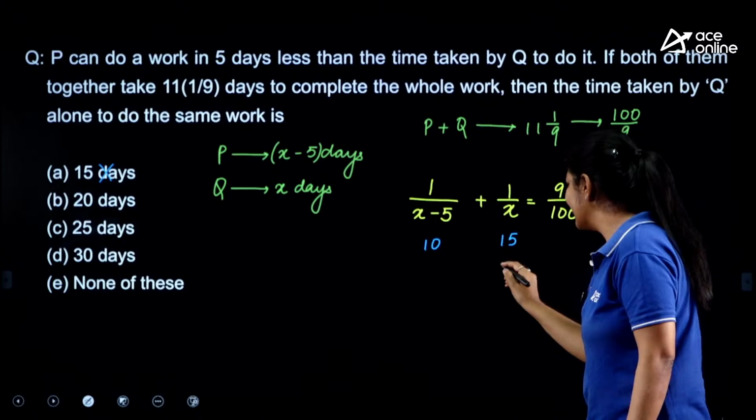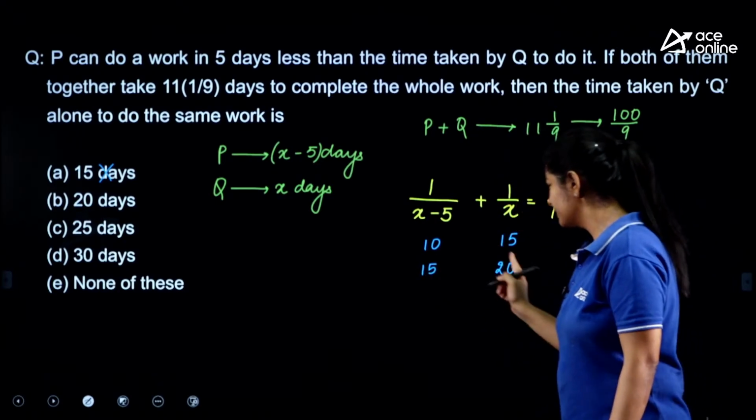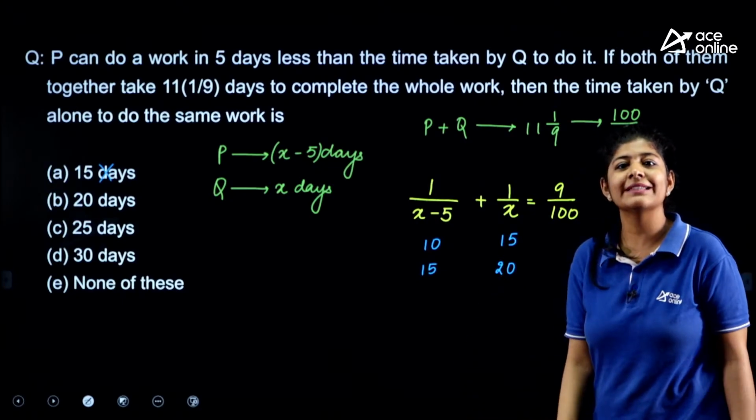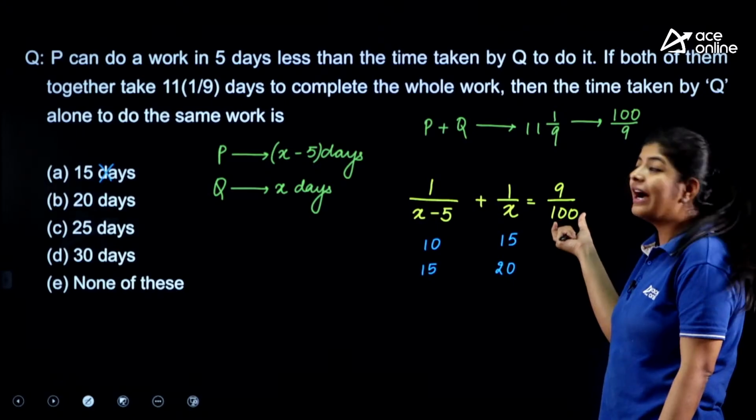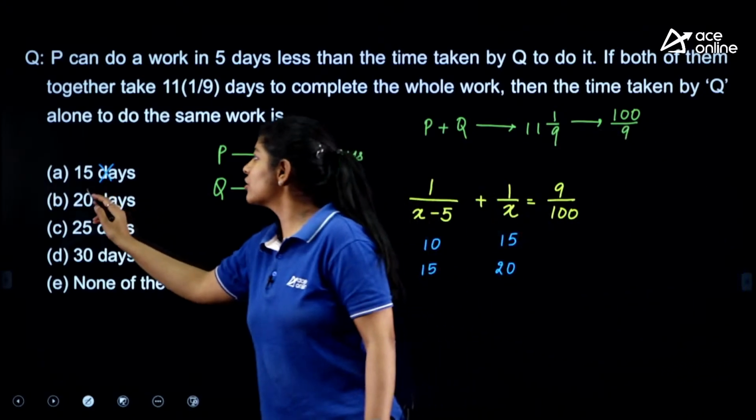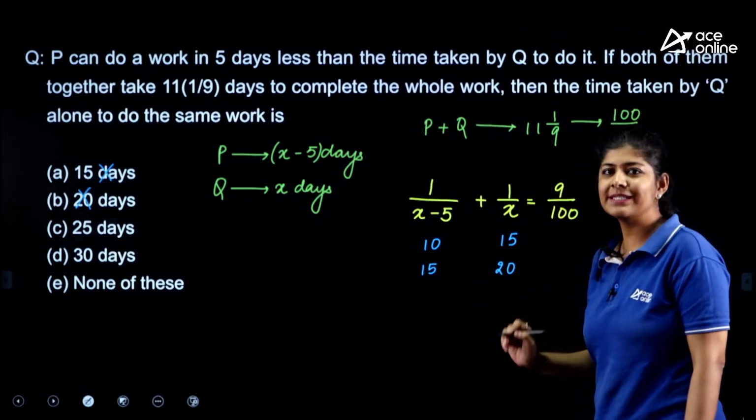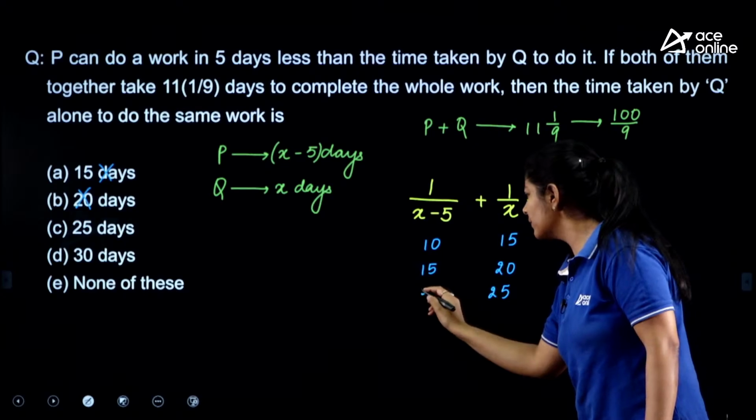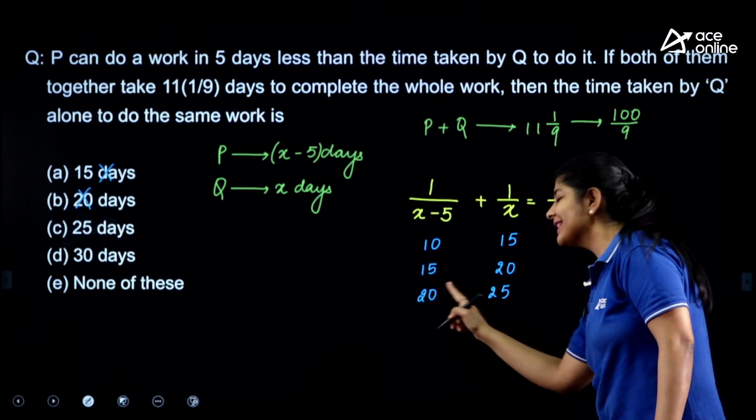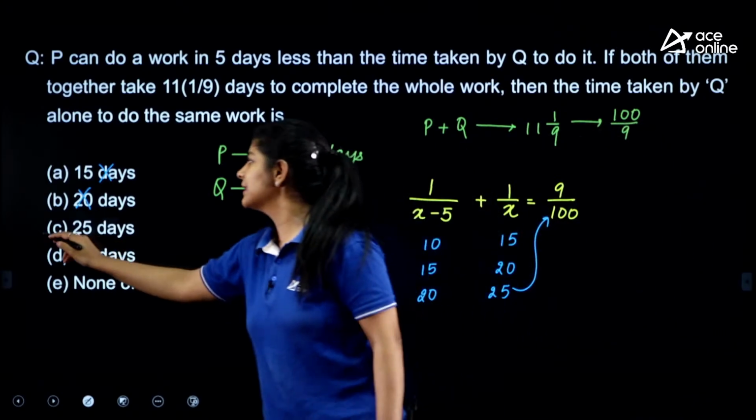Option number B, 20. If this is 20, then again this is 15. Now if I take the LCM of that, the LCM is nothing but 60, but not 100. We need 100 as our LCM. So this option is also eliminated. Next, option number C, 25. If I take 25 over here, this will become 20. If I take the LCM of this one, that is equal to 100. That means option number C is the correct one.